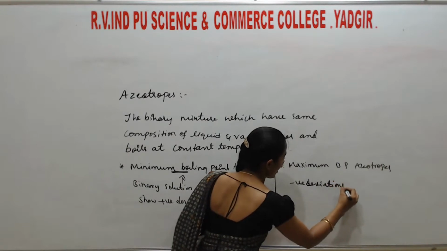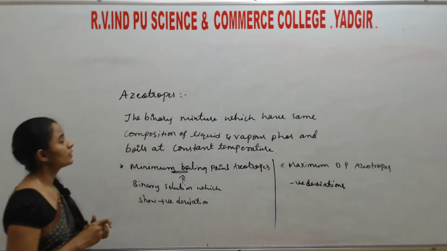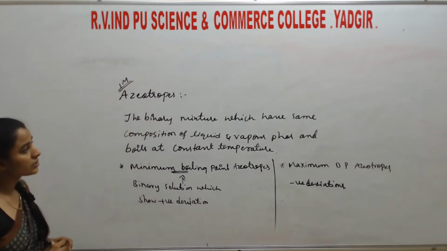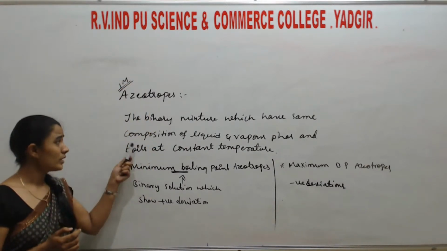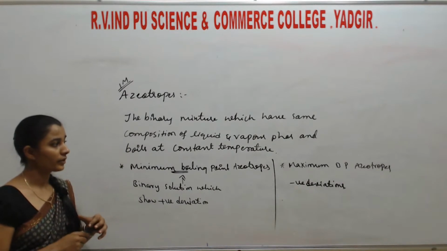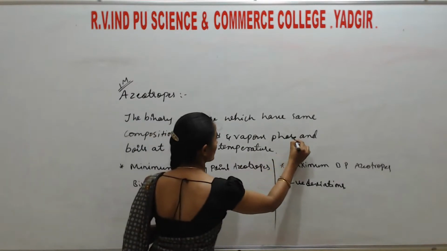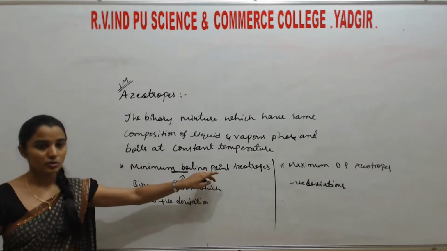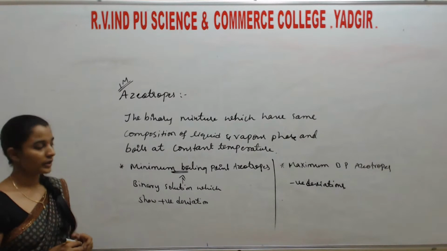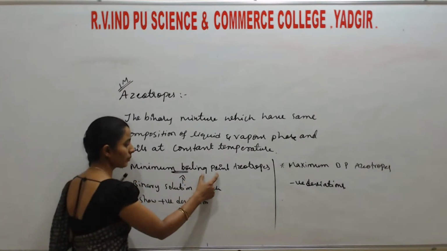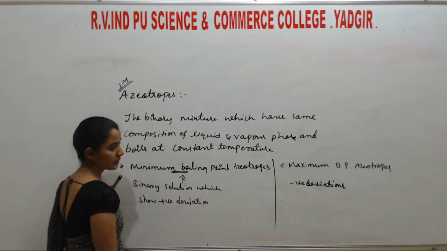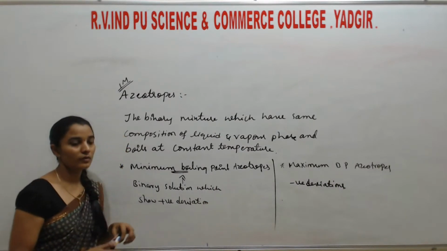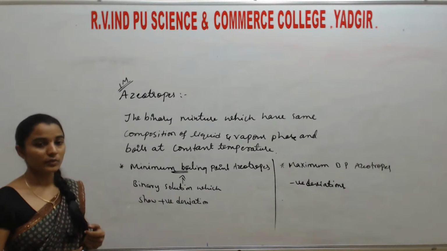Azeotropes are important for 1 mark. What are azeotropes? The binary mixtures which have the same composition of liquid and vapor phase and boil at constant temperature. There are two types: minimum boiling point azeotropes and maximum boiling point azeotropes. Minimum boiling point azeotropes show positive deviation from Raoult's law. Maximum boiling point azeotropes show negative deviation from Raoult's law.